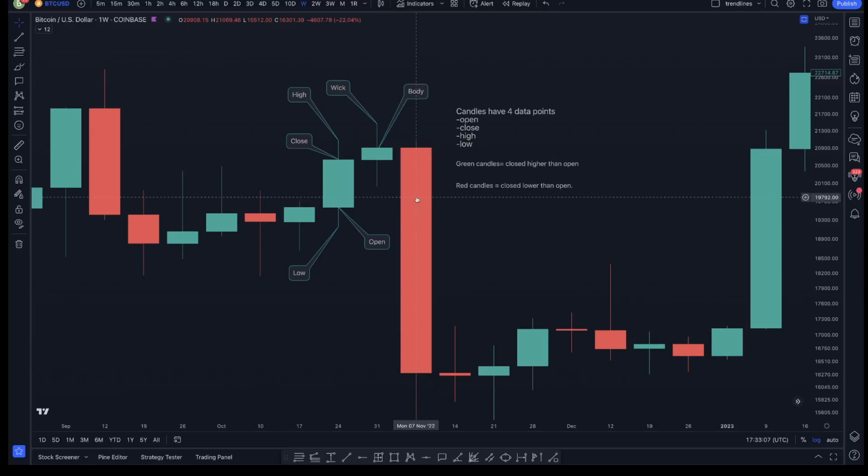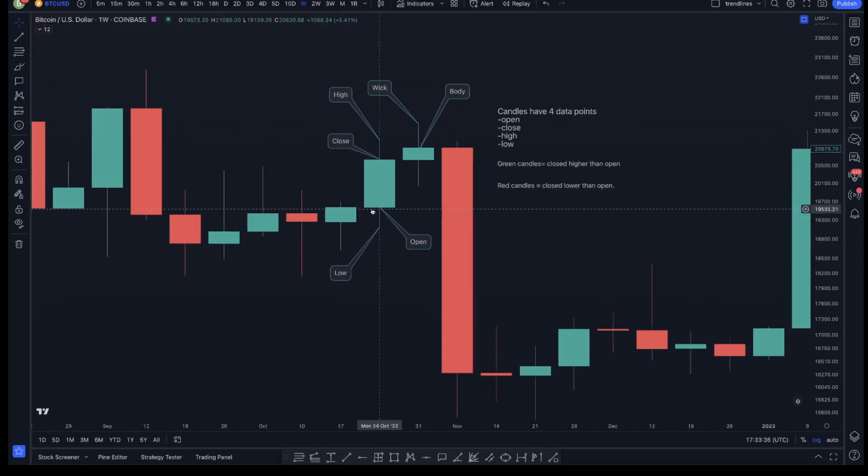So, a basic overview of candlesticks. They all have 4 data points. They've got the open, which is here, the close, the high, and the low. And these 4 data points are specific to the time frame that is allotted to each candlestick. So right now we're on the weekly time frame, so each candle represents 1 week of trading data.